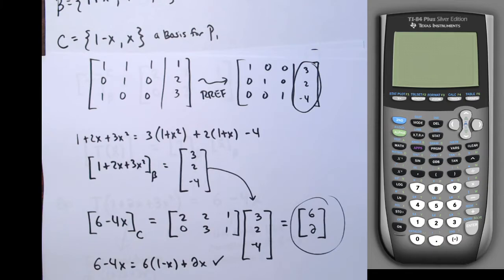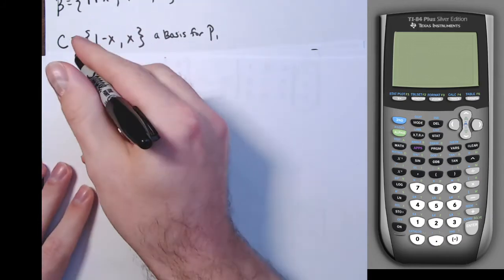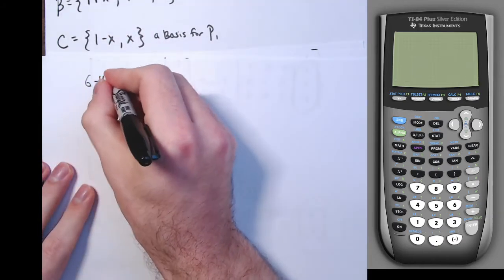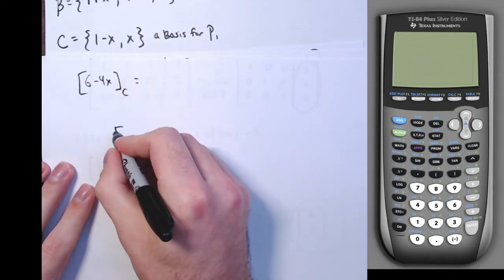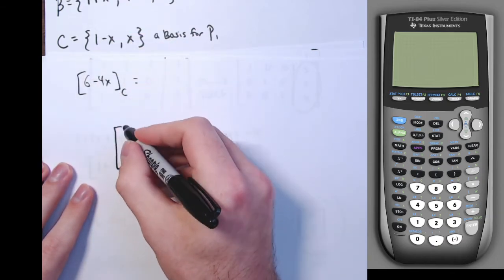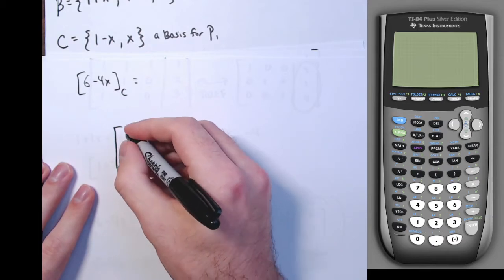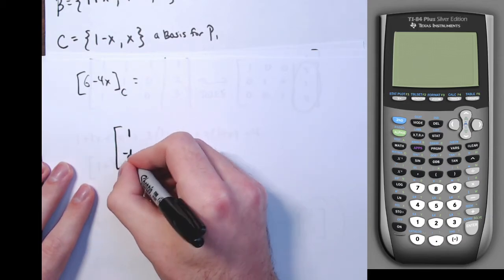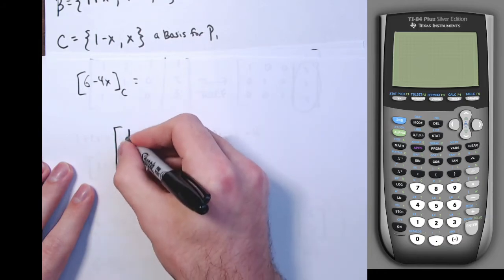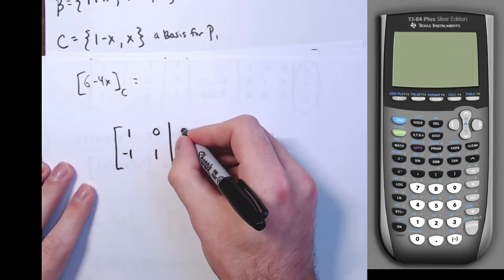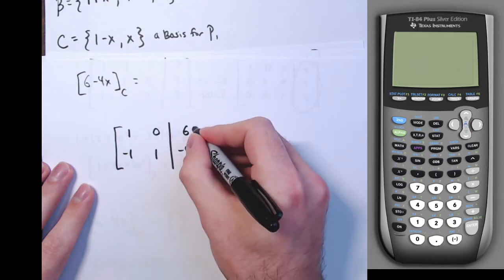Now I could have also done this, right? If I wanted the coordinates of the output relative to C, remember the output was 6 minus 4x. I could have put the vectors of C, their coordinates relative to the standard basis: 1 and then minus 1x, and then 0 times 1 plus 1x. This represents 1 minus x, this represents x, and then put 6 minus 4x.